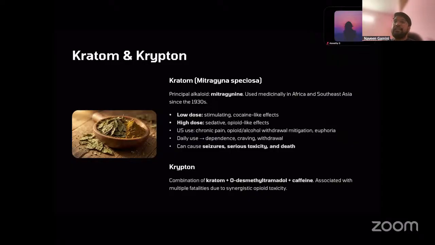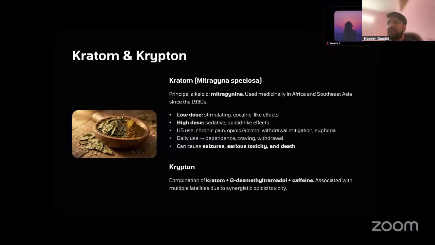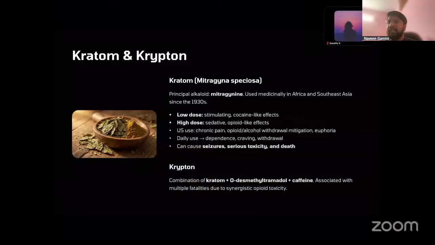Next, a few other substances. There's a thing called kratom, whose principal alkaloid is mitragynine. It is used medicinally in Asia and Southeast Asia. Next is krypton. Krypton is a combination of kratom plus O-desmethyltramadol, which is a metabolite of tramadol, along with caffeine. This is also seen in multiple fatalities due to synergistic opioid toxicity. These are a few of the combinations with opioids.